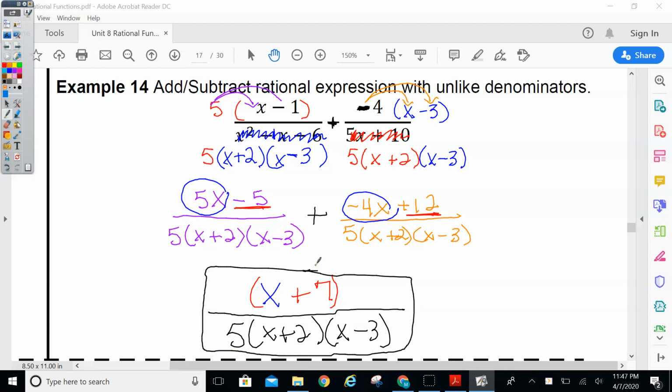And if it asks the excluded values, which I think the Khan Academy does, you just say x cannot be negative 2 and 3. But it's not going to ask you for adding, subtracting very often, because you already did it for simplifying, multiplying, and dividing. Okay, last example.